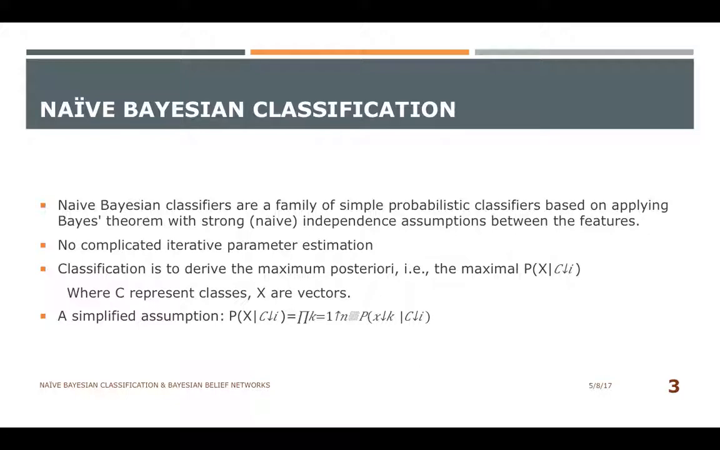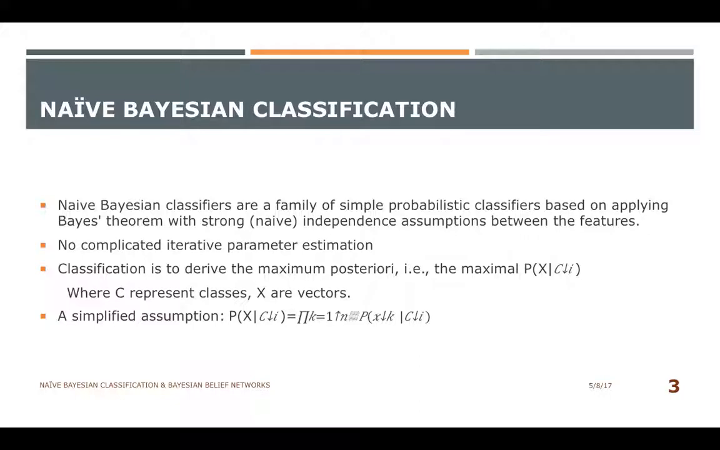So, the Bayesian classification is a classifier from the family of simple probabilistic classifiers, based on applying the Bayes rule with a strong independence assumption between the features. It is really important because it doesn't have iterative parameter estimation. It is not complicated. It is just simple.